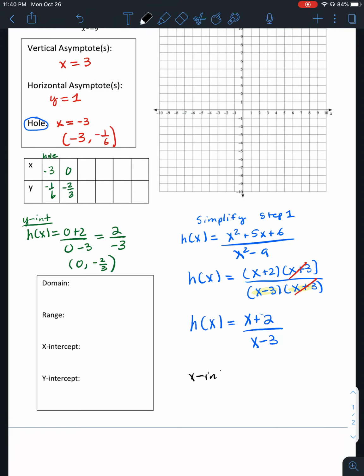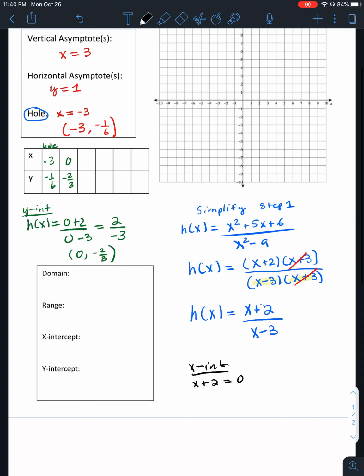The trick is you just take the numerator and you set it equal to 0. Because when you actually do the math and you set h of x equal to 0, the x minus 3 is going to actually go away. So every time the denominator goes away, you can just set the numerator equal to 0, and that will give you your x-intercept. And we get -2, 0, which is also just another point that we can plot, and we can also write down here.